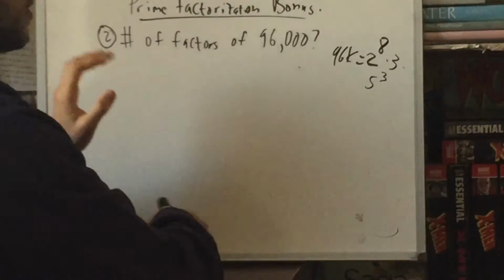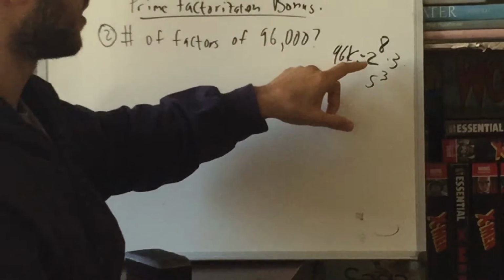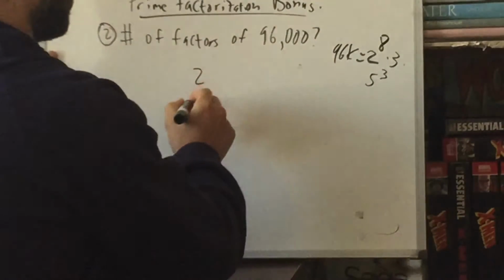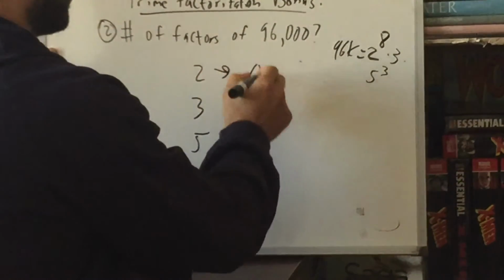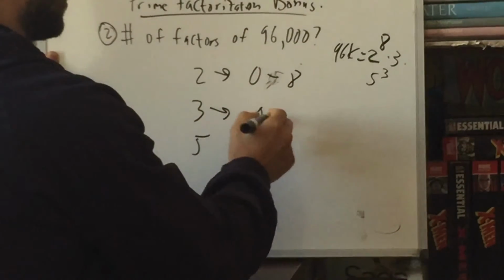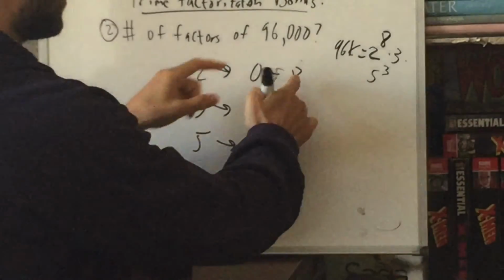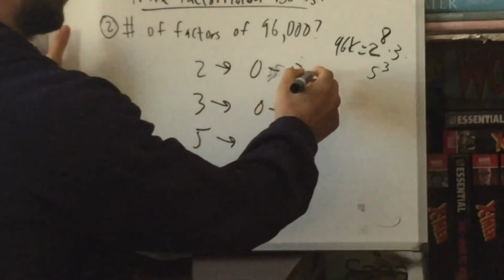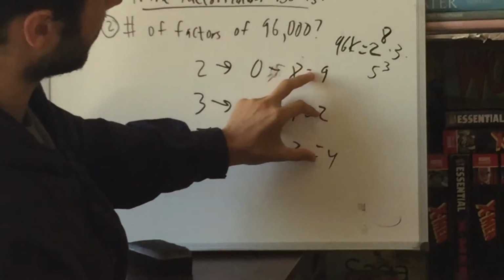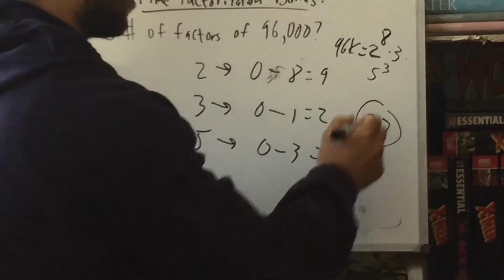All right. So what this means is, if we want to create a factor of 96,000, we can choose any number of 2s as long as it does not exceed 8. So what's the minimum for 2s? We can choose anywhere from 0 to 8. For 3s, it can be 0 to 1, and for 5s, it can be 0 to 3. So that's 9 choices, 2 choices, and 4 choices. So if you multiply these 3 numbers, which is 18 times 4, you should get 72 divisors or factors.